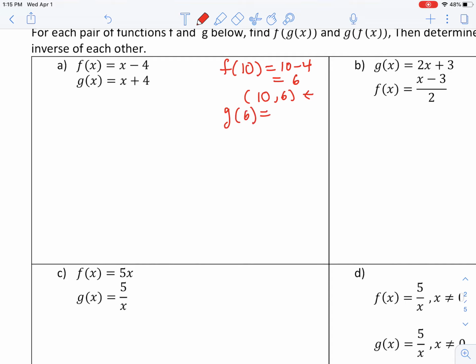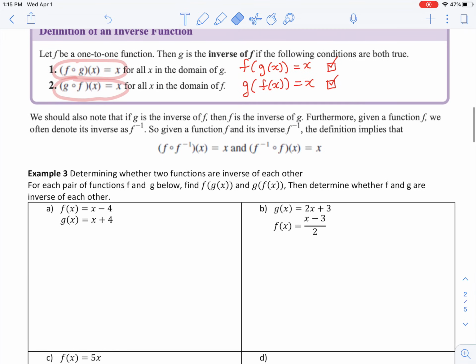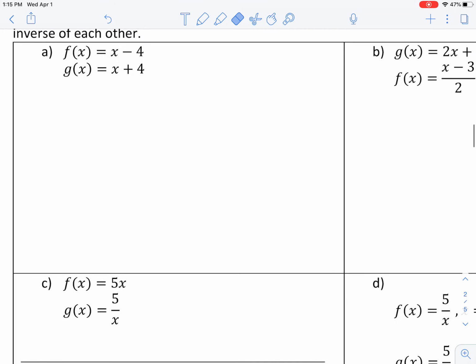What I'm going to do is plug 6 into g, okay? I'm plugging the output into the g function. If I do that, I will get 6 plus 4, which is 10. So I will get (6, 10) for the ordered pair. And notice how these are just switched, right? So that's a quick numerical way of checking, but that's not going to prove it. That's not how we're going to determine whether these are inverses of each other. We're going to use the composition method, okay?